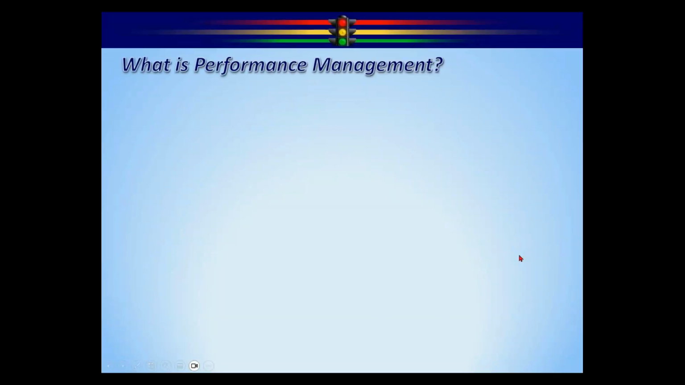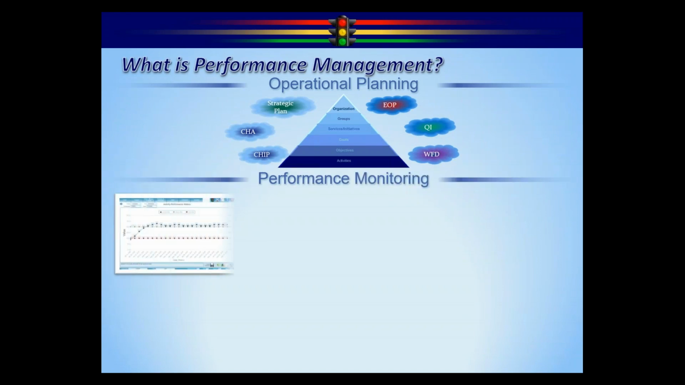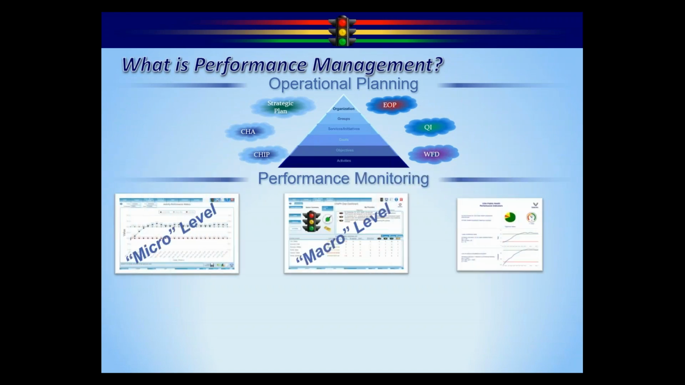Performance management, remember, is three phases. Number one being developing those operational plans using the pyramid model. Today, this is what we're going to be talking about. The various levels. Macro level performance monitoring is kind of the big picture. You can look at any level in the dashboard. You can look at the entire department on one screen. You can look at your strategic plan on one screen, anything you want.